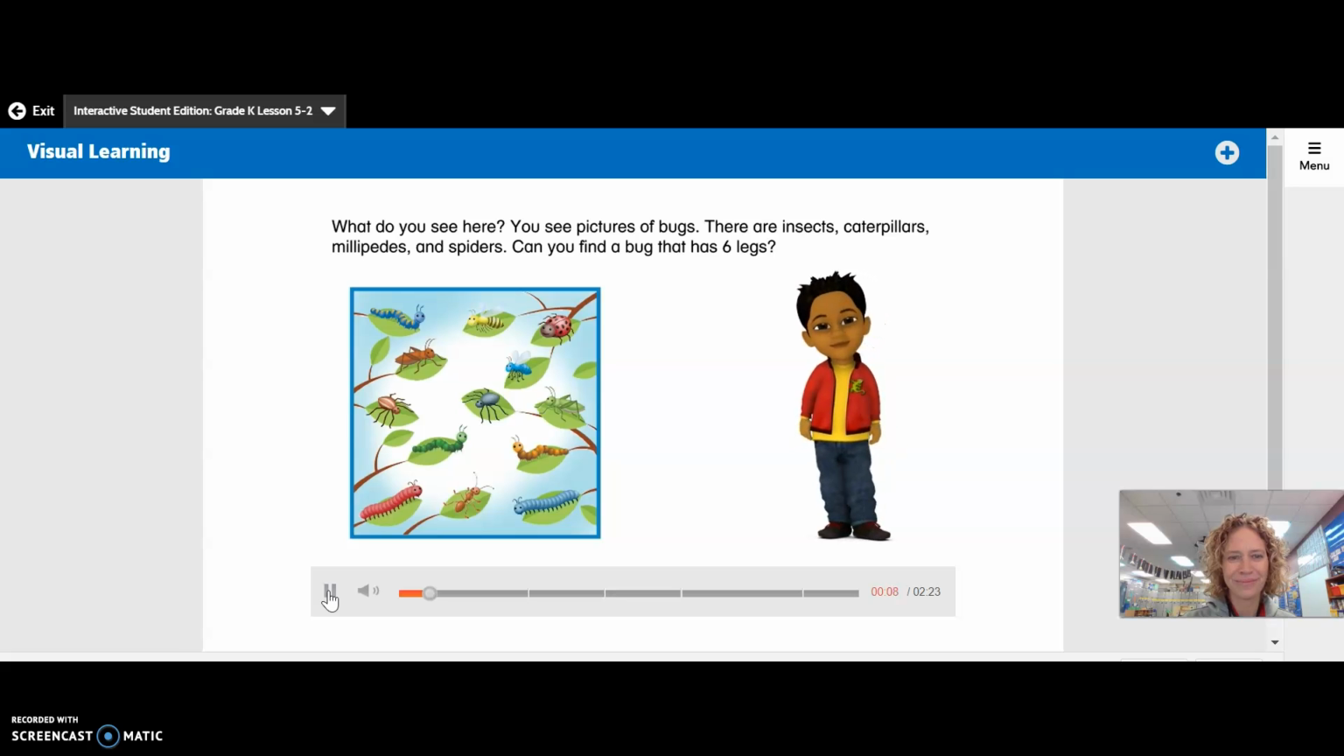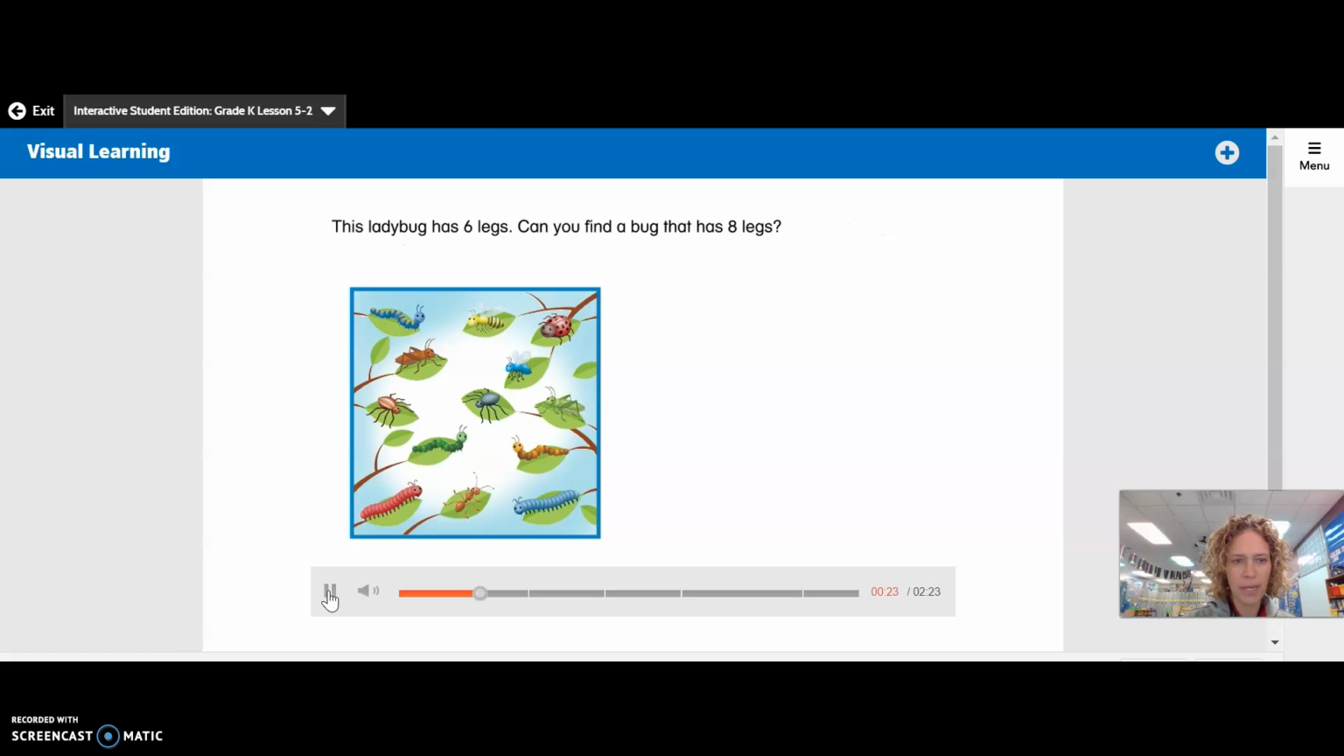What do you see here? You see pictures of bugs. There are insects, caterpillars, millipedes, and spiders. Can you find a bug that has 6 legs? Can you see any bugs with 6 legs? This ladybug has 6 legs. Can you find a bug that has 8 legs? This spider has 8 legs. This creature has lots of legs.